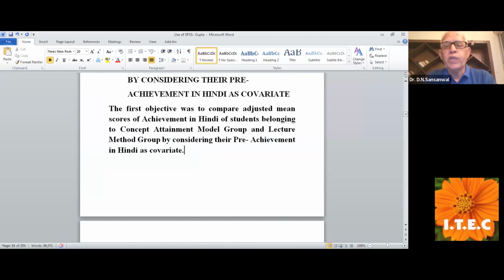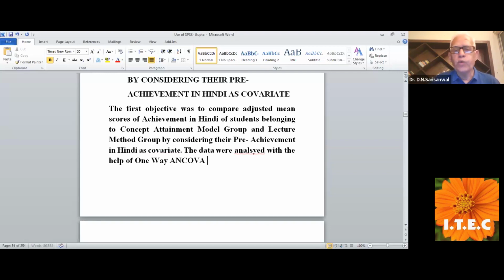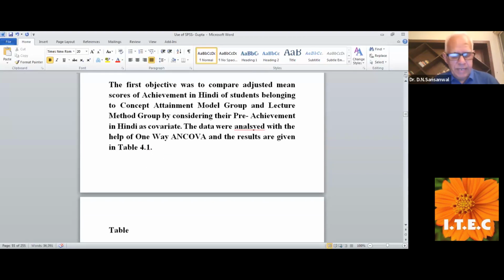Now this was the first objective: to compare adjusted mean scores of achievement in Hindi of students belonging to concept attainment model group and lecture method group by considering their pre-achievement in Hindi as covariate. Then you say the data were analyzed with the help of one-way ANCOVA and the results are given in Table 4.1. This is the fourth chapter and the first table. So I'll say Table 4.1.